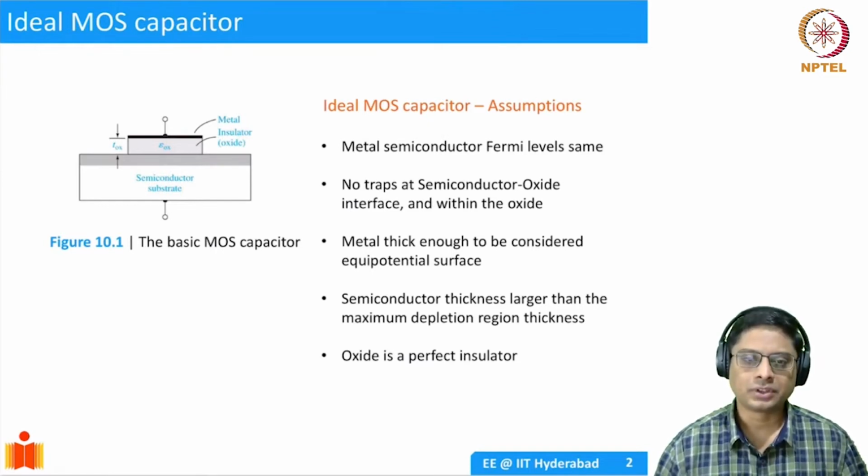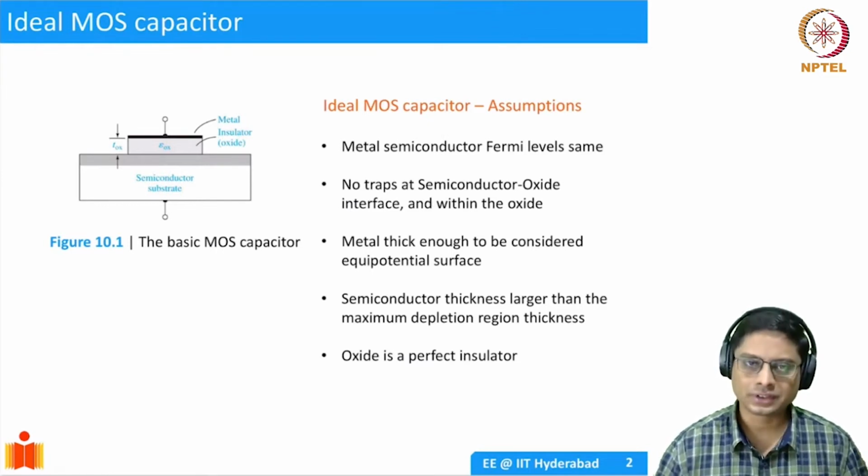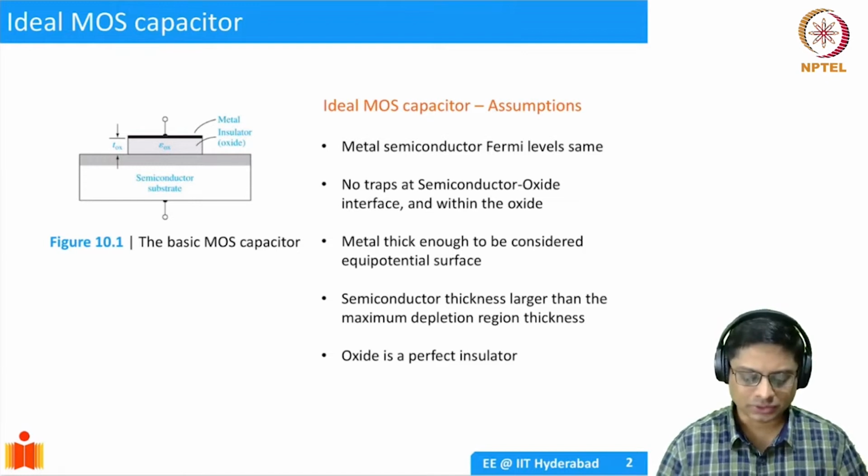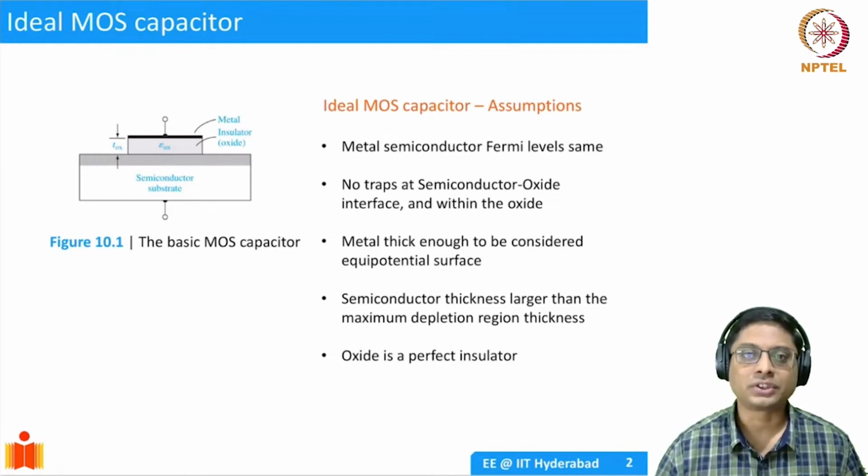Okay? So it is still a two-terminal device. The actual MOSFET will be four-terminal. We will talk about it after we finish with the MOS capacitor. But this two-terminal device, which is called a MOS capacitor, gives you the necessary tools to understand the operation of a MOSFET while being simple enough. So, what is a MOS capacitor?